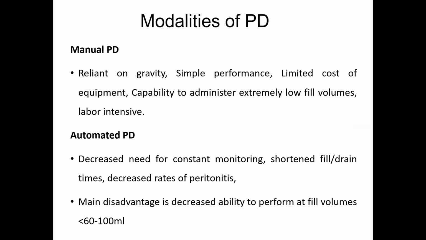Now, coming to the modalities of peritoneal dialysis. These are of two types mainly. First is manual PD, which was shown in the video. It is reliant on gravity, simple performance, limited cost of equipment, and capability to administer extremely low fill volume. It can be used in even very preterm newborns, but it is labor intensive. In case of automated PD, we are using an automated peritoneal dialysis machine called a cycler. This has the advantage of decreased need for constant monitoring, shortened fill or drain times, and decreased rate of peritonitis. But the main disadvantage is decreased ability to perform at fill volumes less than 60 to 100 ml.